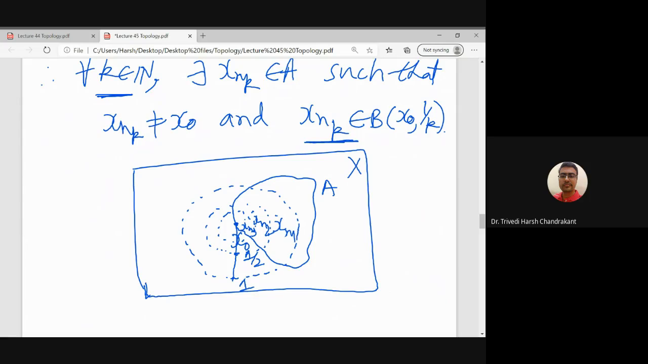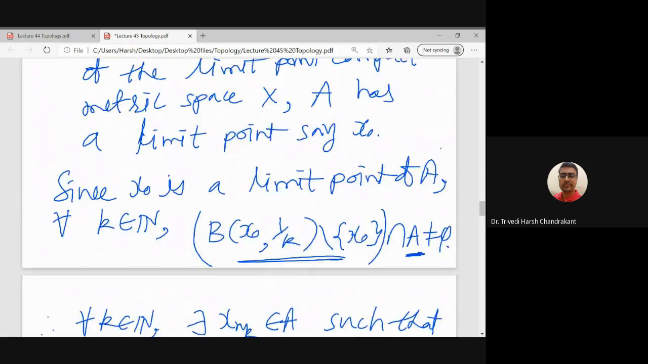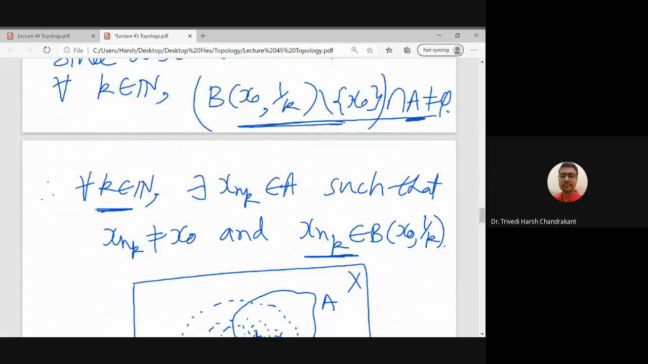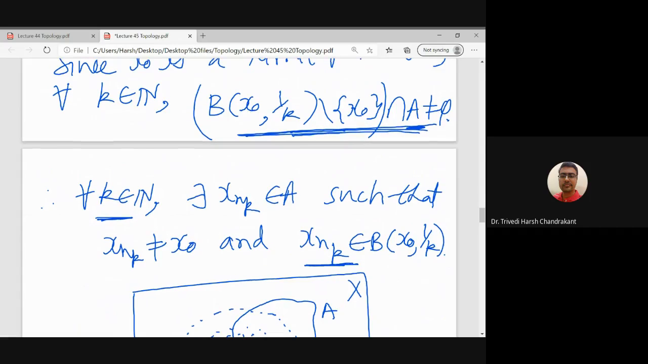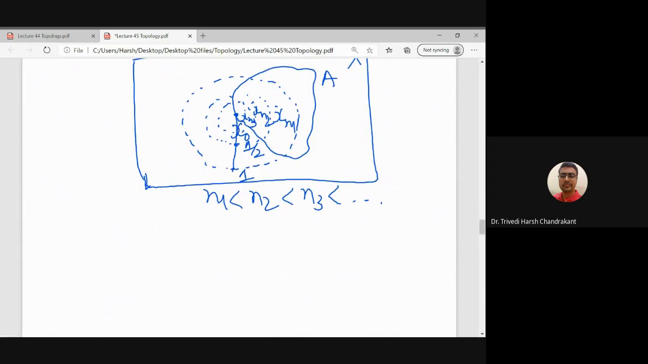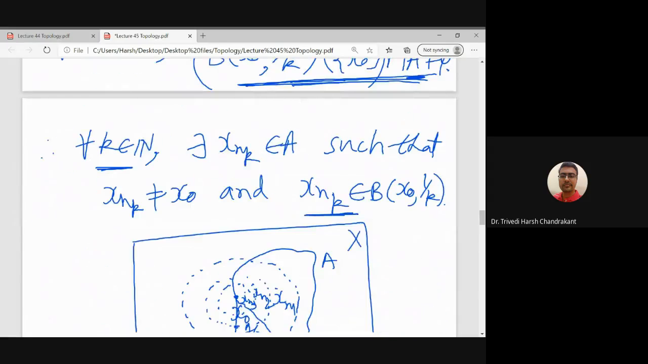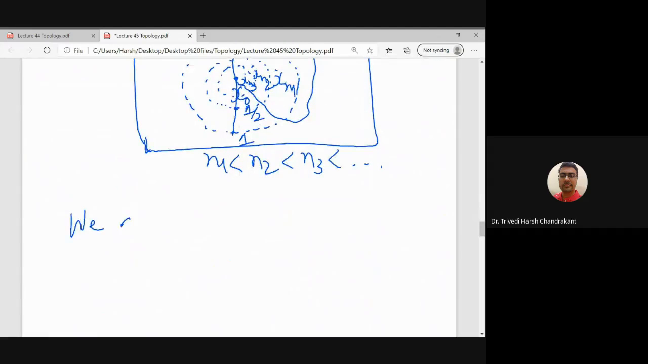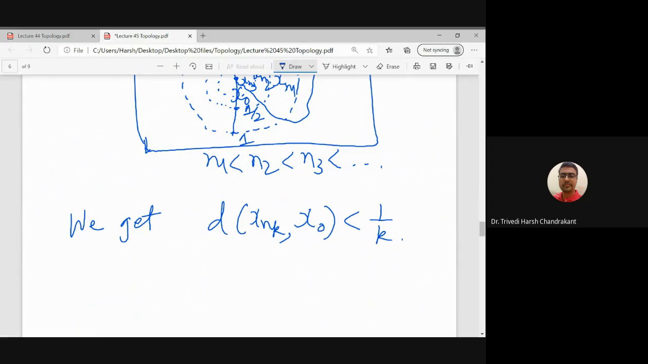Because what is the condition on xn? x naught is a limit point. x naught is a limit point means this set is non-empty, right? So since this set is non-empty, we can always find the terms such that n1 is less than n2 less than n3, and so on. So therefore we are getting the sequence, right? So we got the sequence xn_k whose distance from x naught is less than 1 upon k. So this is true for every k.